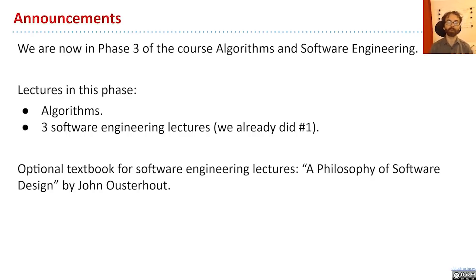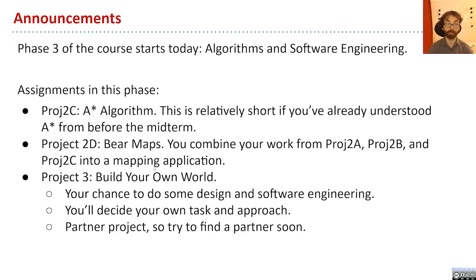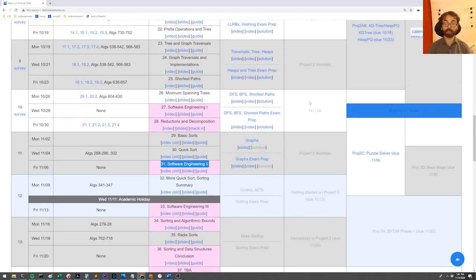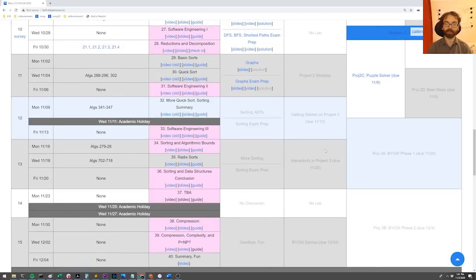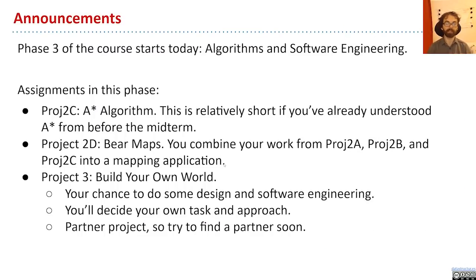So what does this all mean for you in terms of the work that you're going to do in phase 3? Well, the labs from this point on are just going to be to support the projects. And they're going to be relatively large, especially at the very end when we get to project 3. So what are the assignments you're going to be doing instead of labs or homeworks? Well, project 2C is going to be A star.